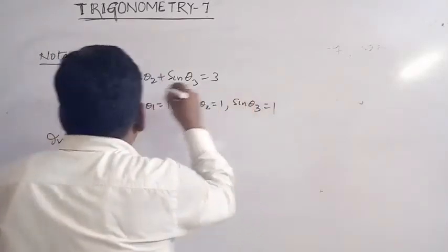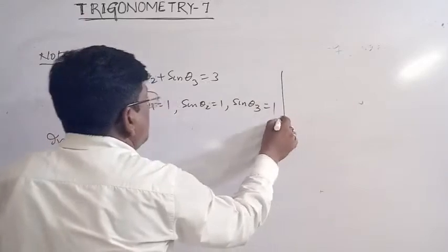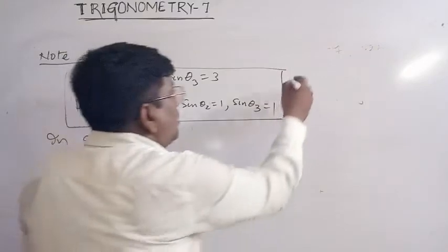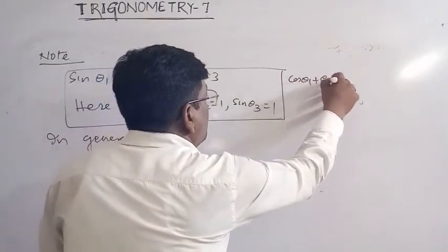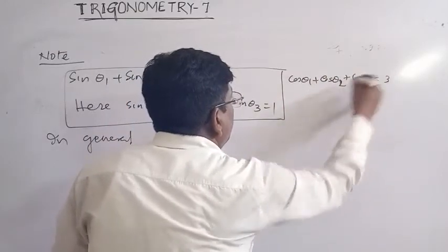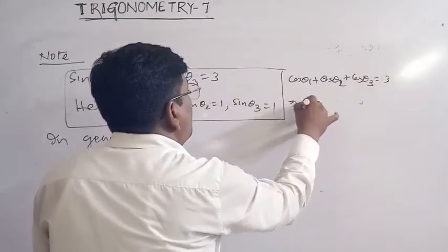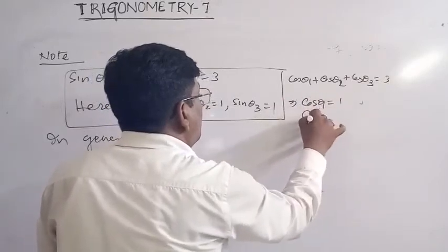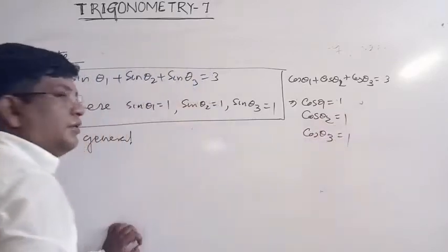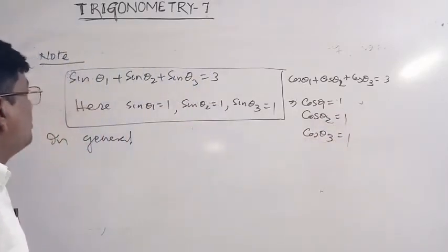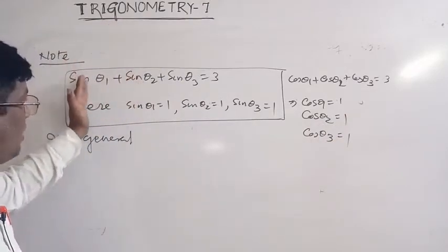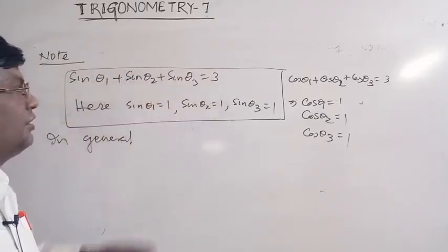similarly, this is for sin and this is for cos also. Cos theta 1 plus cos theta 2 plus cos theta 3 is equal to 3. That implies cos theta 1 is equal to 1, cos theta 2 is equal to 1, cos theta 3 is equal to 1. Now the maximum value of sin theta is 1, so 1 plus 1 plus 1 is 3.